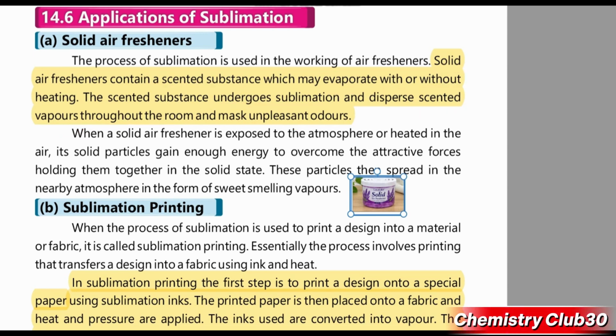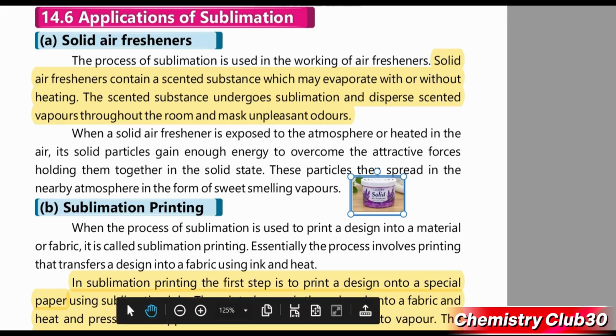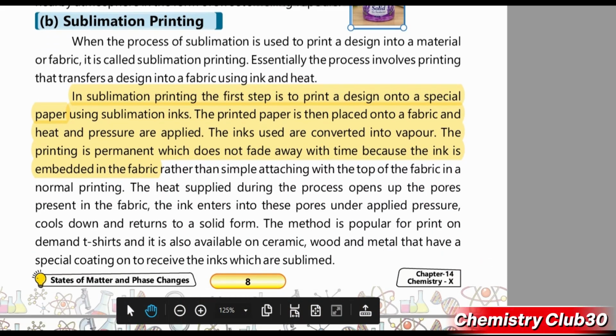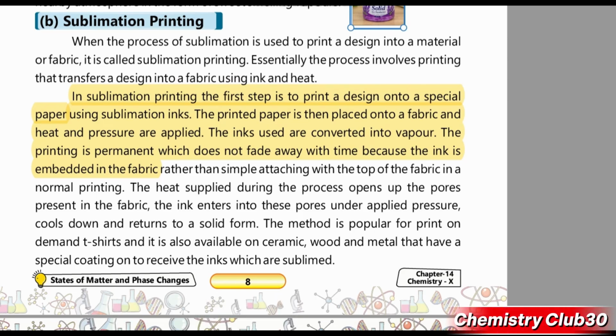And the second application is sublimation printing. So the role of sublimation in printing is as follows. Sublimation printing is the first step to print a design on a special paper using sublimation ink. The printed paper is then placed on the fabric and heat and pressure are applied. The inks used are converted to vapors. So from solid they are converting to gas phase. The printing is permanent, which does not fade away with time because the ink is embedded in the fabric.